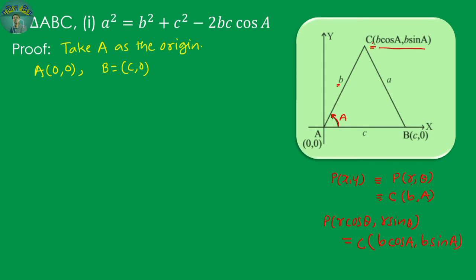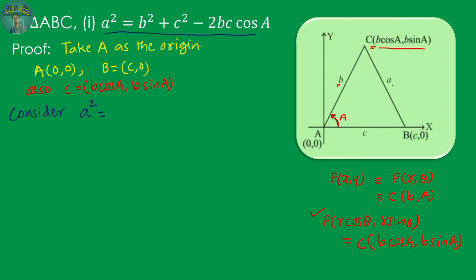So this is how these coordinates are B cos A and B sin A. So you can write also C is equal to B cos A, B sin A. You can write this explanation also, no problem at all. Now we are going to prove this part, A square is equal to B square plus C square minus 2BC cos A. For that, consider A square.